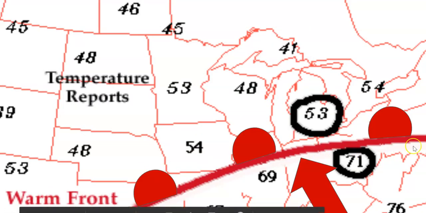Warm front. So this is a symbol for our warm front. We can tell it's moving this way by which side the symbols are on. And notice the temperatures. On this side of the warm front, 71, 69, where the warm air is. And on this side, there's cooler air. So we have 53, 54, 48, 54. So as this comes through, it's going to bring those warmer temperatures with it.